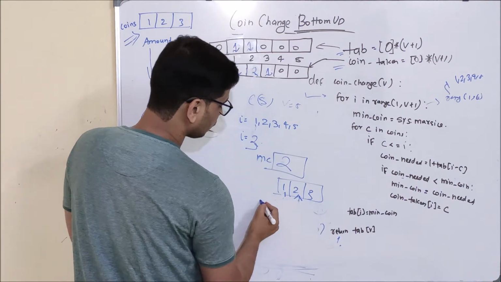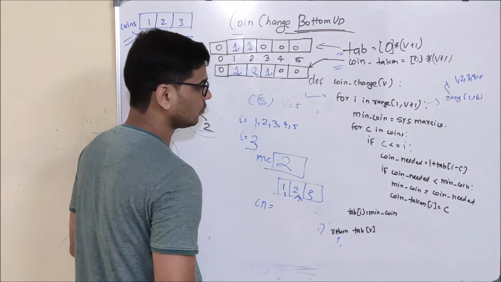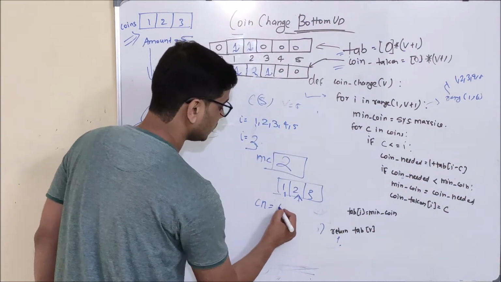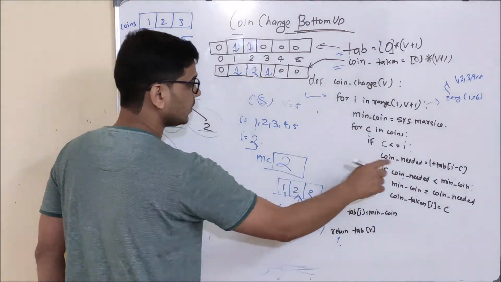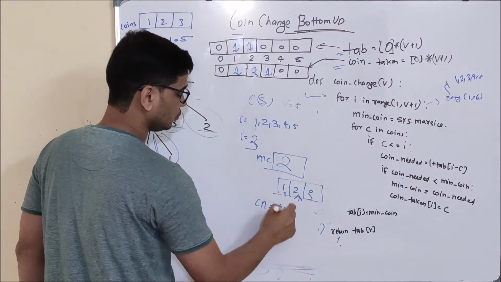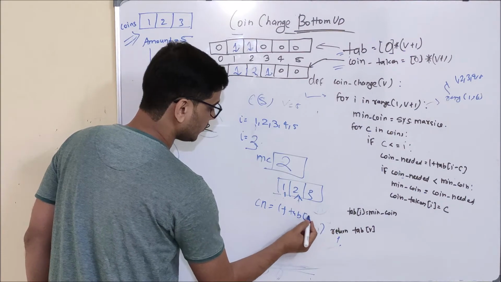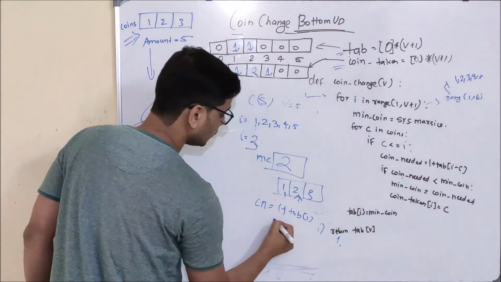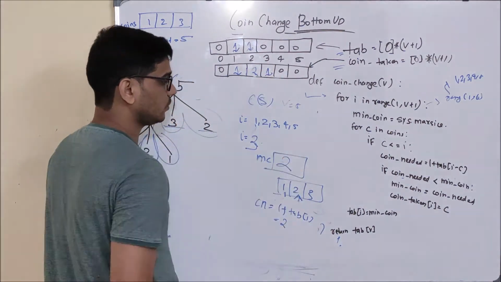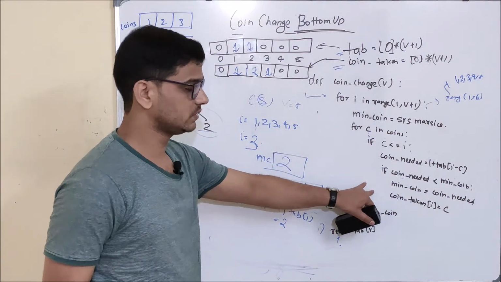Now I am taking 2 rupees coin, again calculating coin needed, and coin needed is equal to 1 plus tab of i minus c. i is 3, c is 2. So 1 plus tab of 1 and tab of 1 is 1. So it is 2. 2 is not smaller than 2. So this if condition will be false.